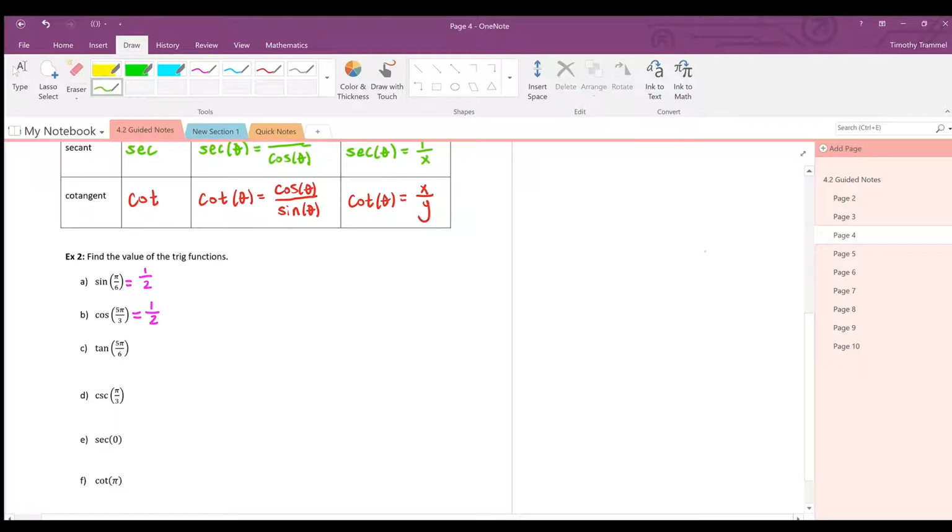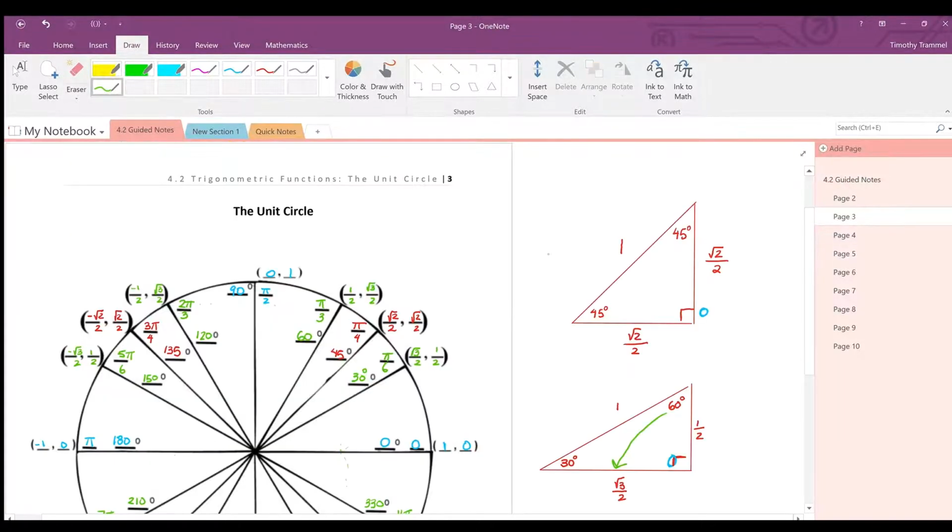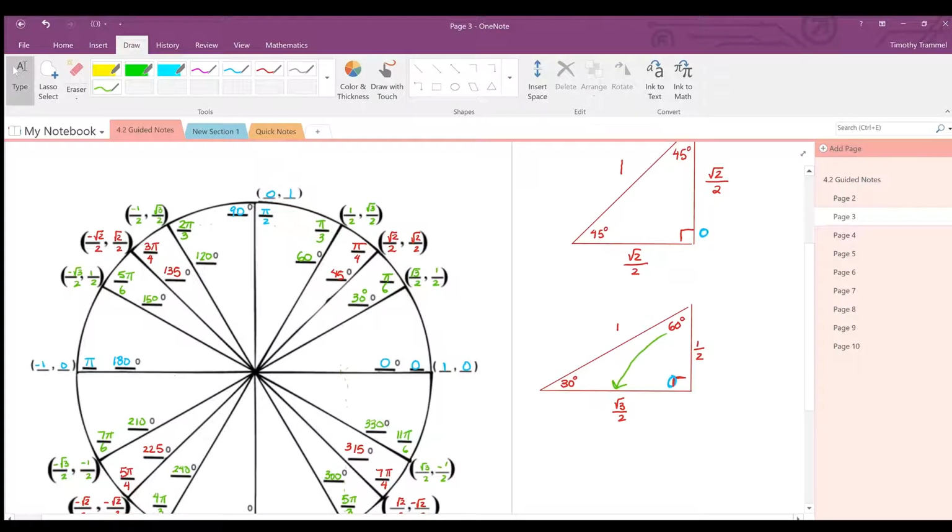Let's try another one. Tangent of 5 pi over 6. Remember, this is going to be the y coordinate over the x coordinate. So let's go find 5 pi over 6 on our unit circle. Here it is. Again, we want to do y over x. So 1/2 over minus the square root of 3 over 2.